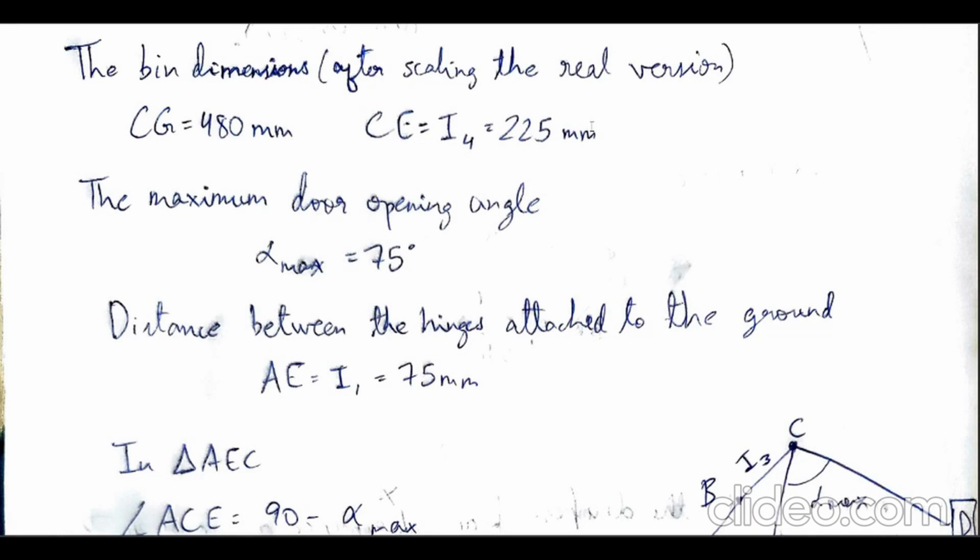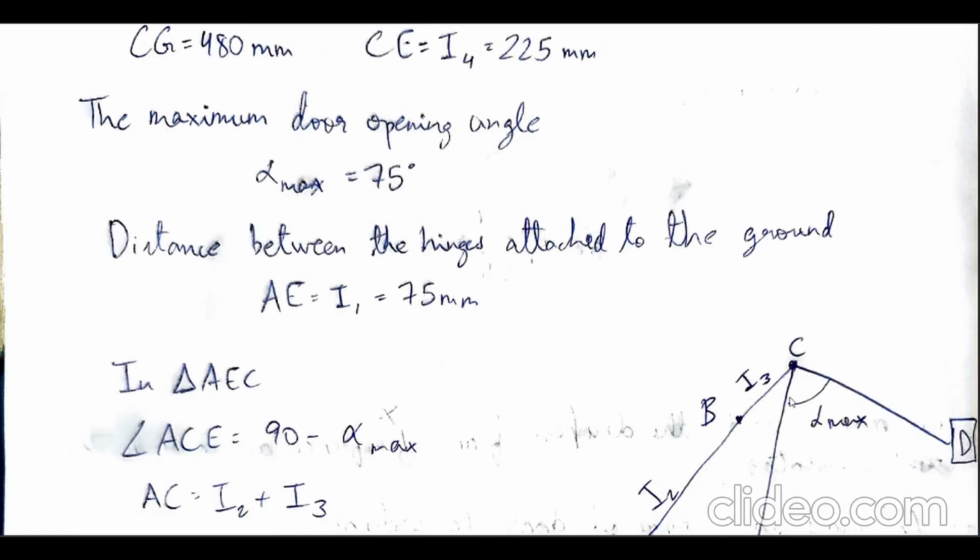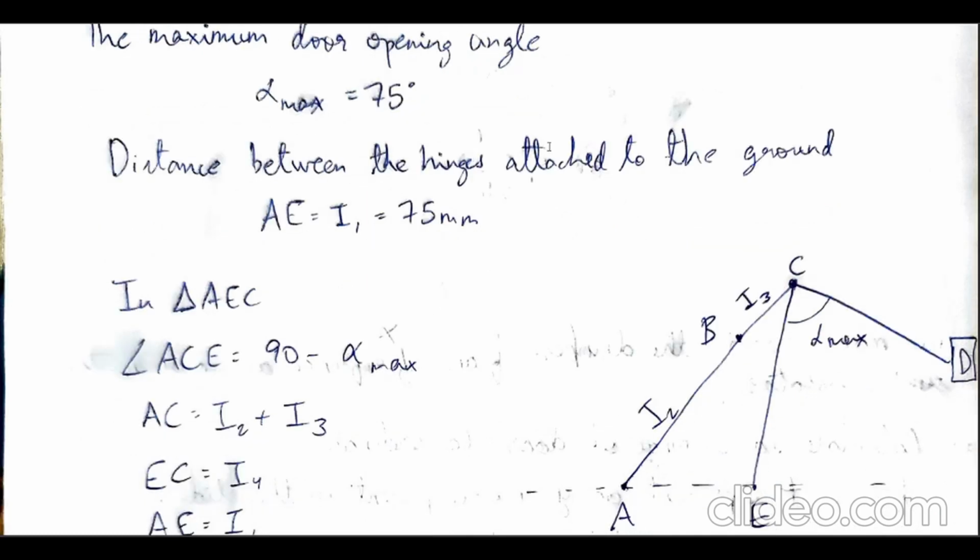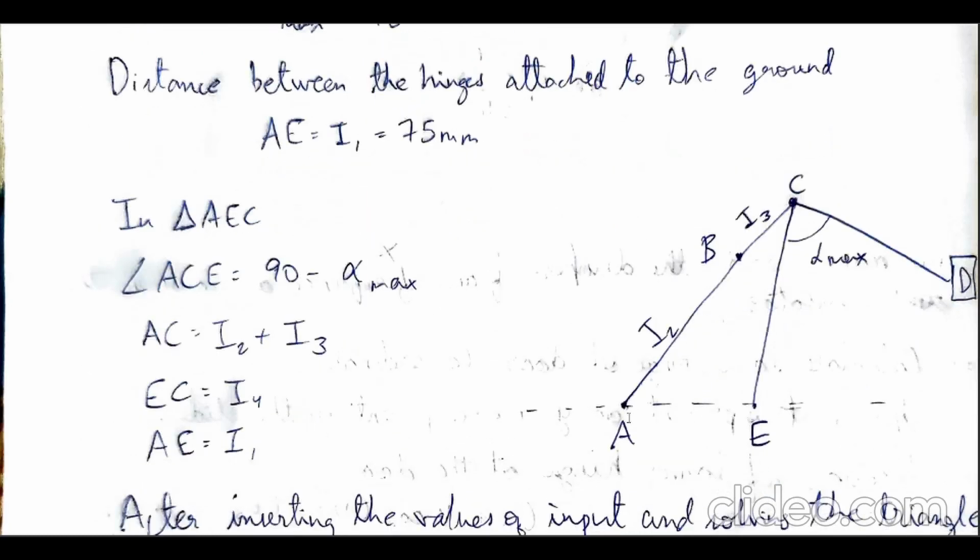Hello everyone, myself Aayush Mitra, and now I'm going to explain the calculation part of our project. These are some dimensions of our basic schematic diagram. The main dimensions are given as CG equals 480 mm, CD equals 225 mm. The maximum door opening angle, as you can see here, this alpha max is 75 degrees, and the distance between the hinges attached to the ground, these are A and E, is 75 mm.